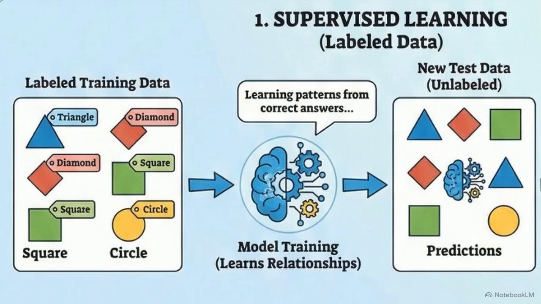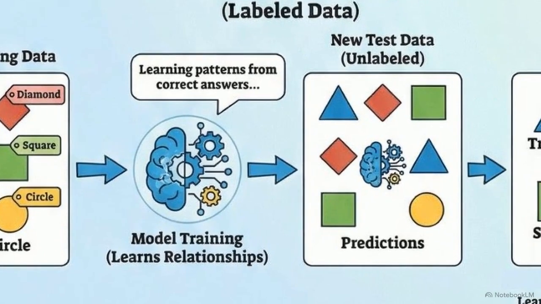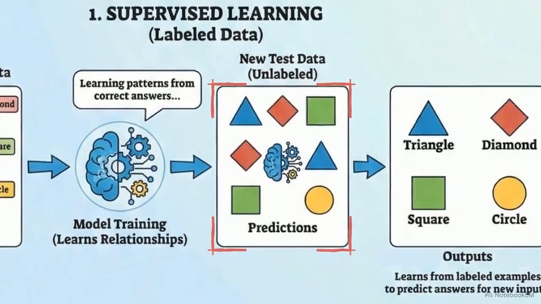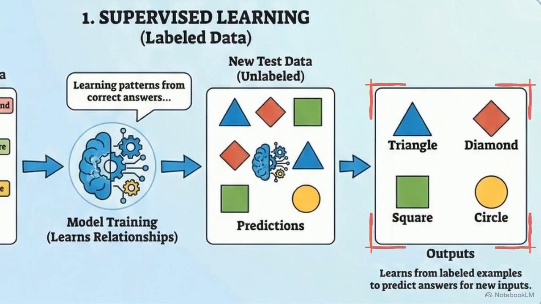This diagram illustrates how the method works. On the left, we feed the system labeled training data, specific shapes that already have the correct name tags attached. The algorithm analyzes this data, finding the relationship between the visual shape and its given label. During testing, we give the model fresh, unlabeled data. It uses the learned patterns to accurately predict the correct labels.